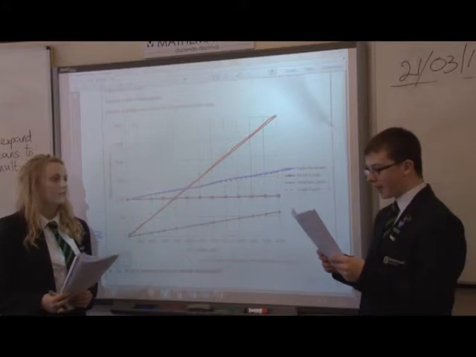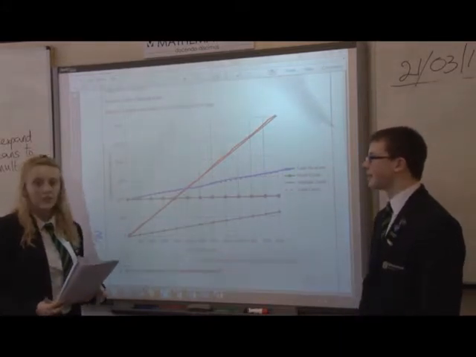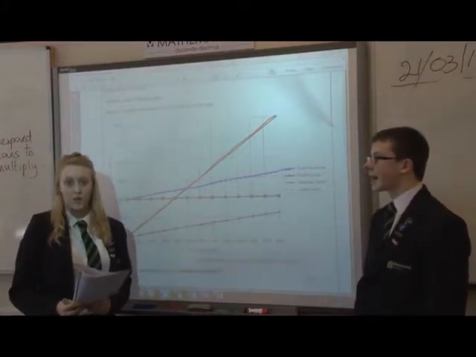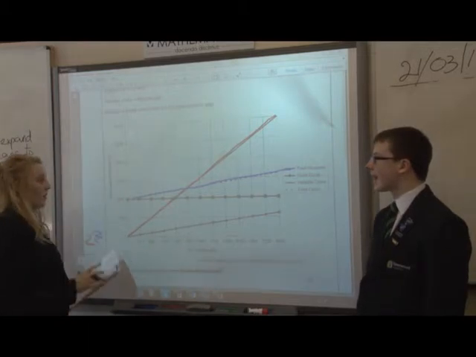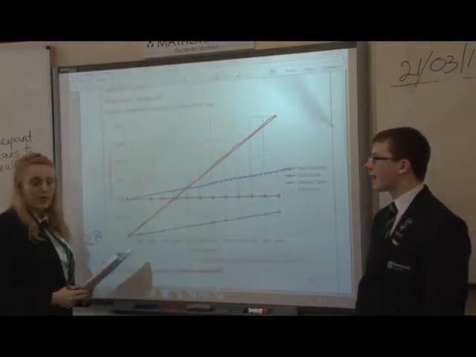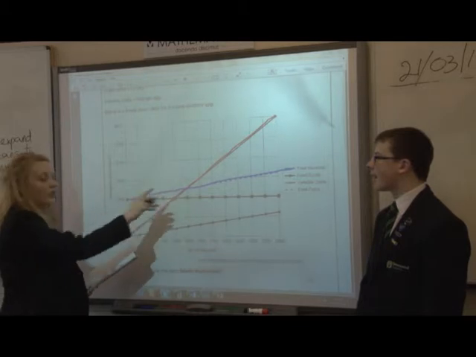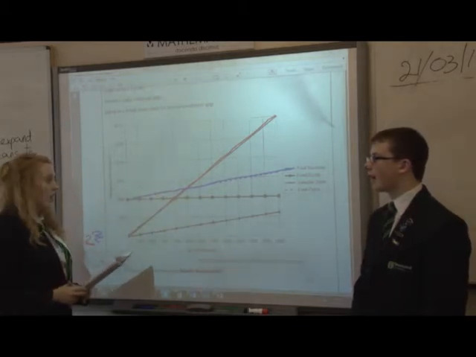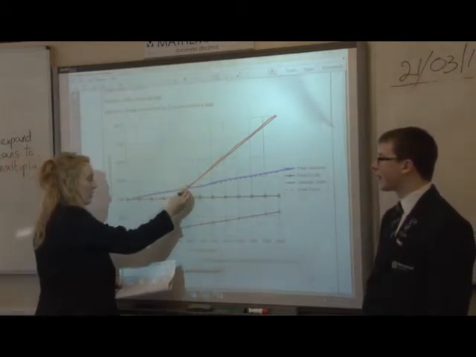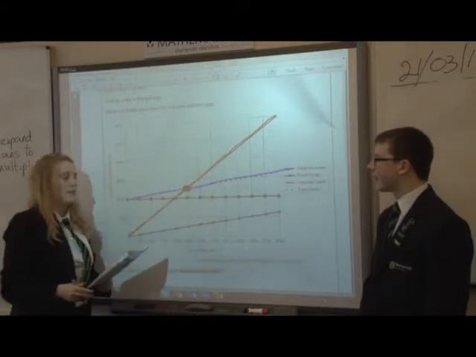Jayden, what is meant by the term break-even point? The term break-even point is also known as the equilibrium point. It is where total revenue, which is represented by the red line, meets total costs, which is represented by the blue line. On this chart, the equilibrium point would be there.